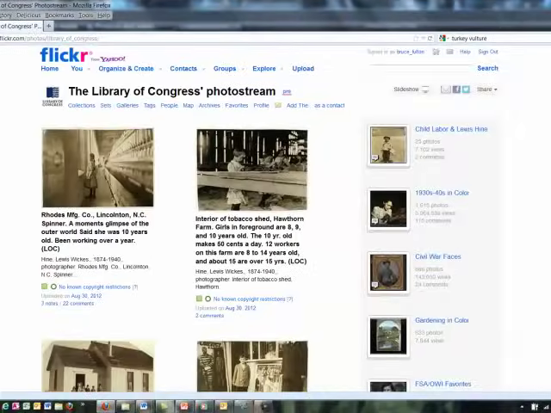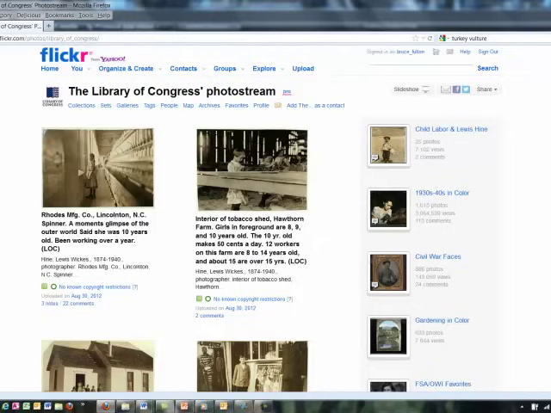So you may be wondering how libraries are actually leveraging social networks. And I'm going to show you one example here. This is the Library of Congress photo stream on Flickr. Flickr, some of you may know, is a social network that revolves around photograph sharing. And so you can get an account, you can post your photos, you can tag them or categorize them, and then share them with other people.